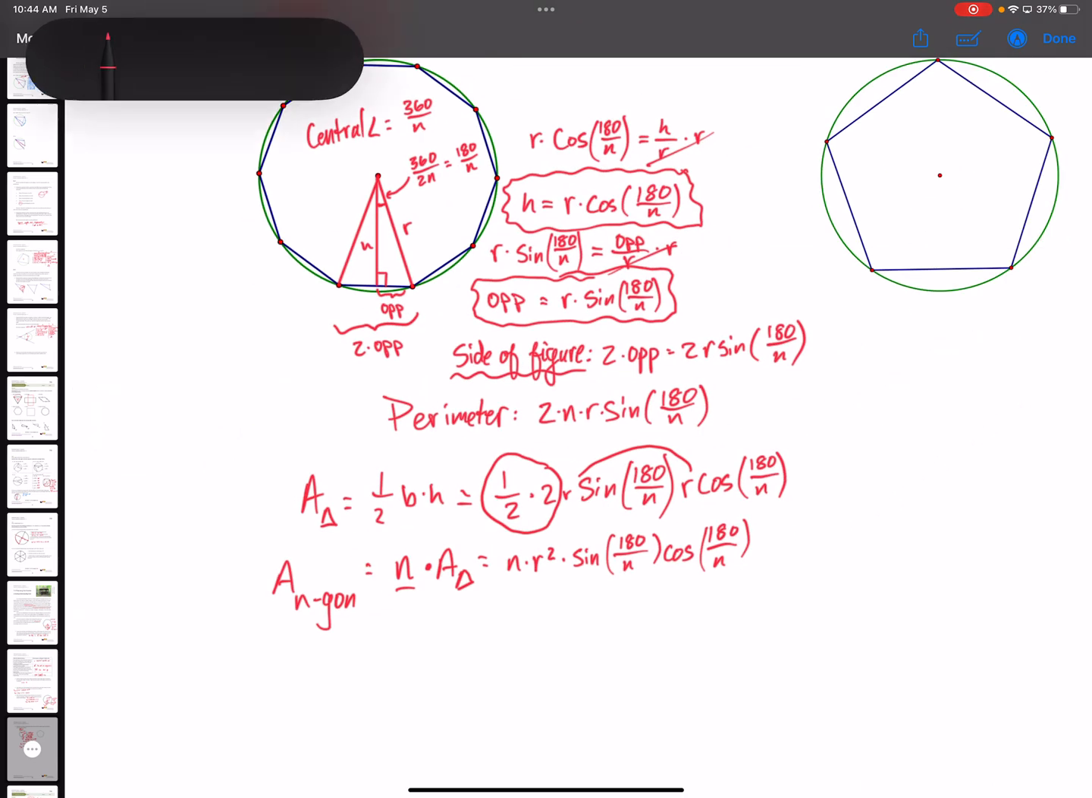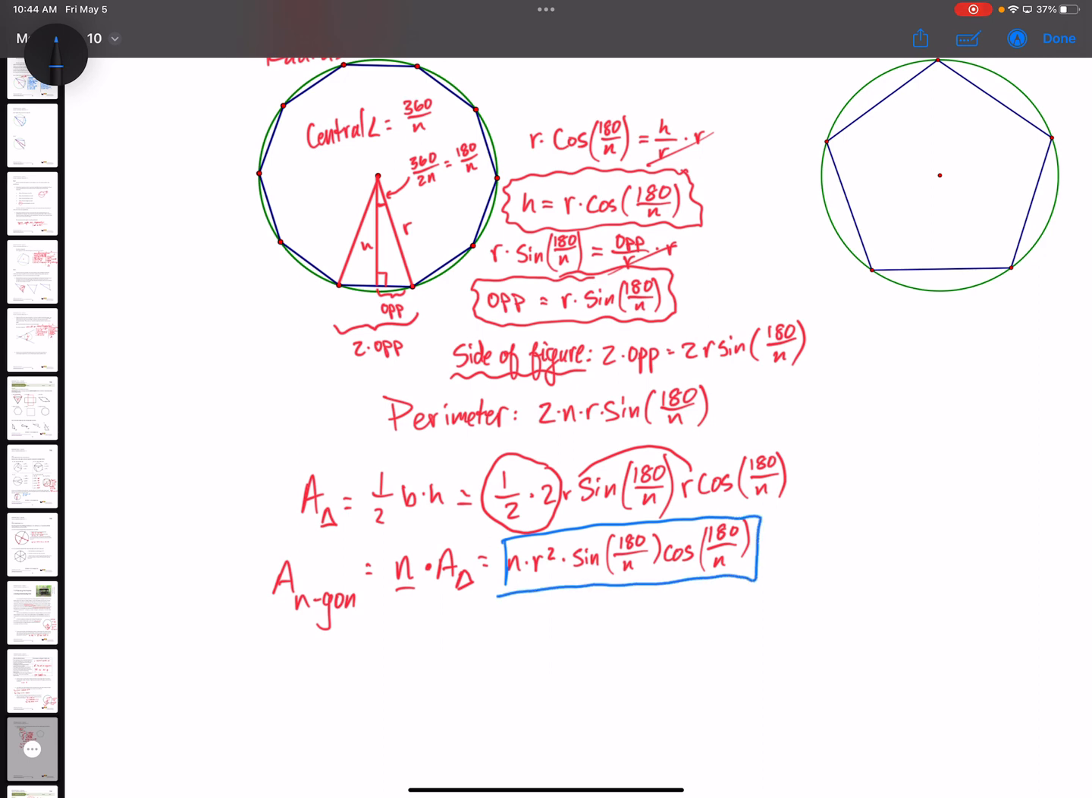You guys, this is sick. So here we've got 2 pretty solid formulas for finding both the area and the perimeter of polygons if we've only been given the radius of the circle in which they're inscribed and the number of sides. That's all we've been given.